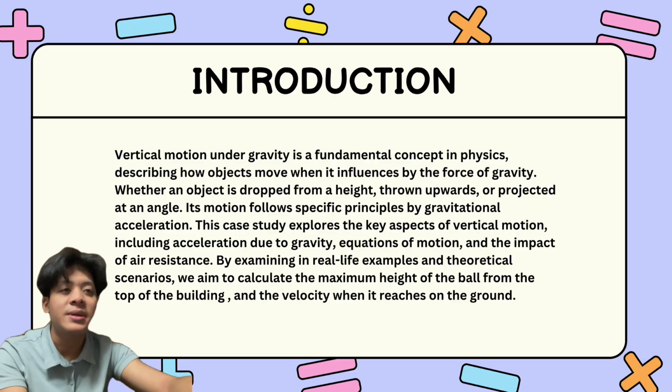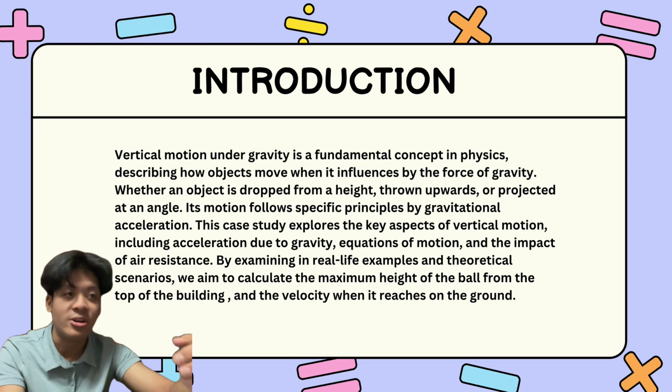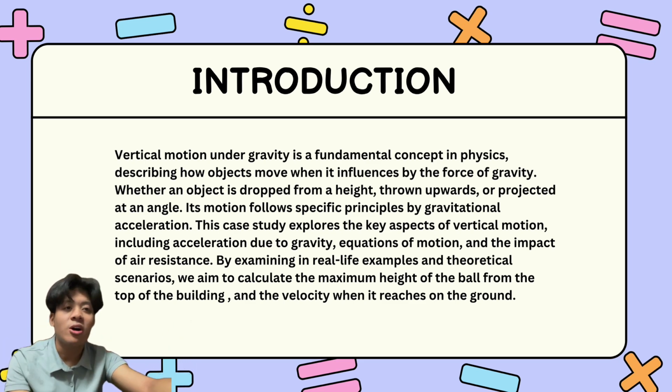Before any further ado, let's begin our video presentation. Let's begin with the introduction. Vertical motion under gravity, which is our selected topic, is a fundamental concept in physics describing how objects move when influenced by the force of gravity, whether an object is dropped from a height, thrown upwards or projected at an angle. Its motion follows specific principles governed by gravitational acceleration. This case study explores the key aspects of vertical motion, including acceleration due to gravity, equations of motion, and the impact of air resistance.